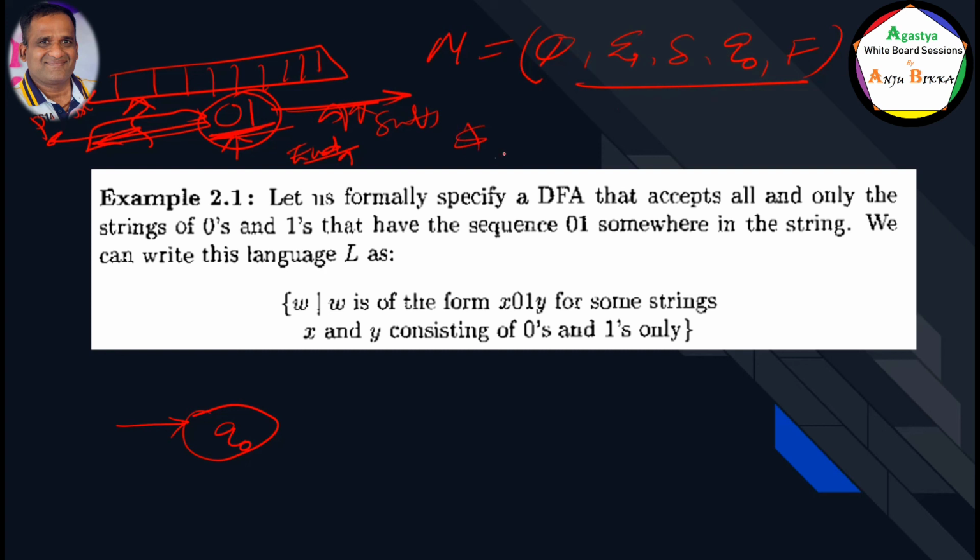happens, meaning the dollar symbol. When our dollar symbol comes without reaching this pattern, then it is rejected.